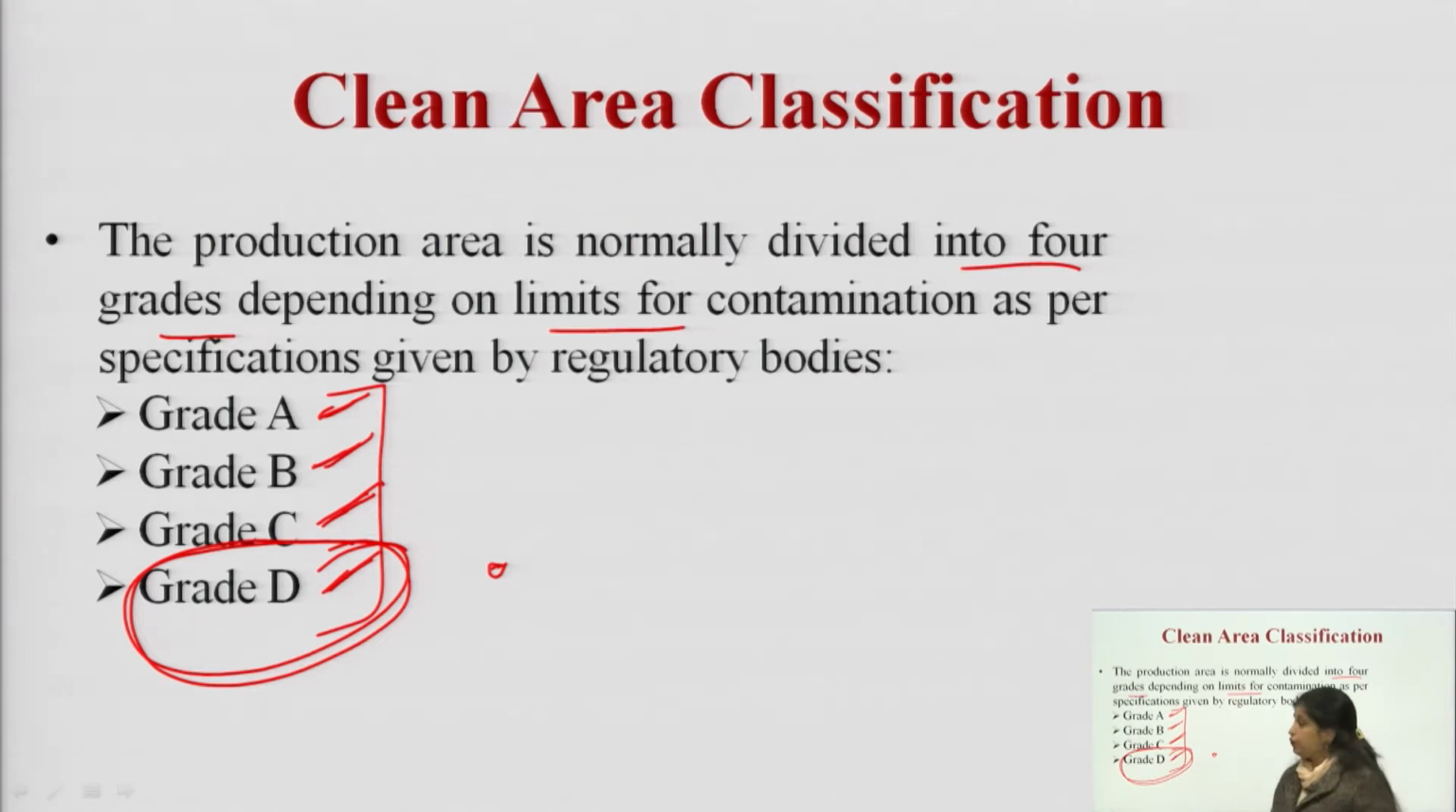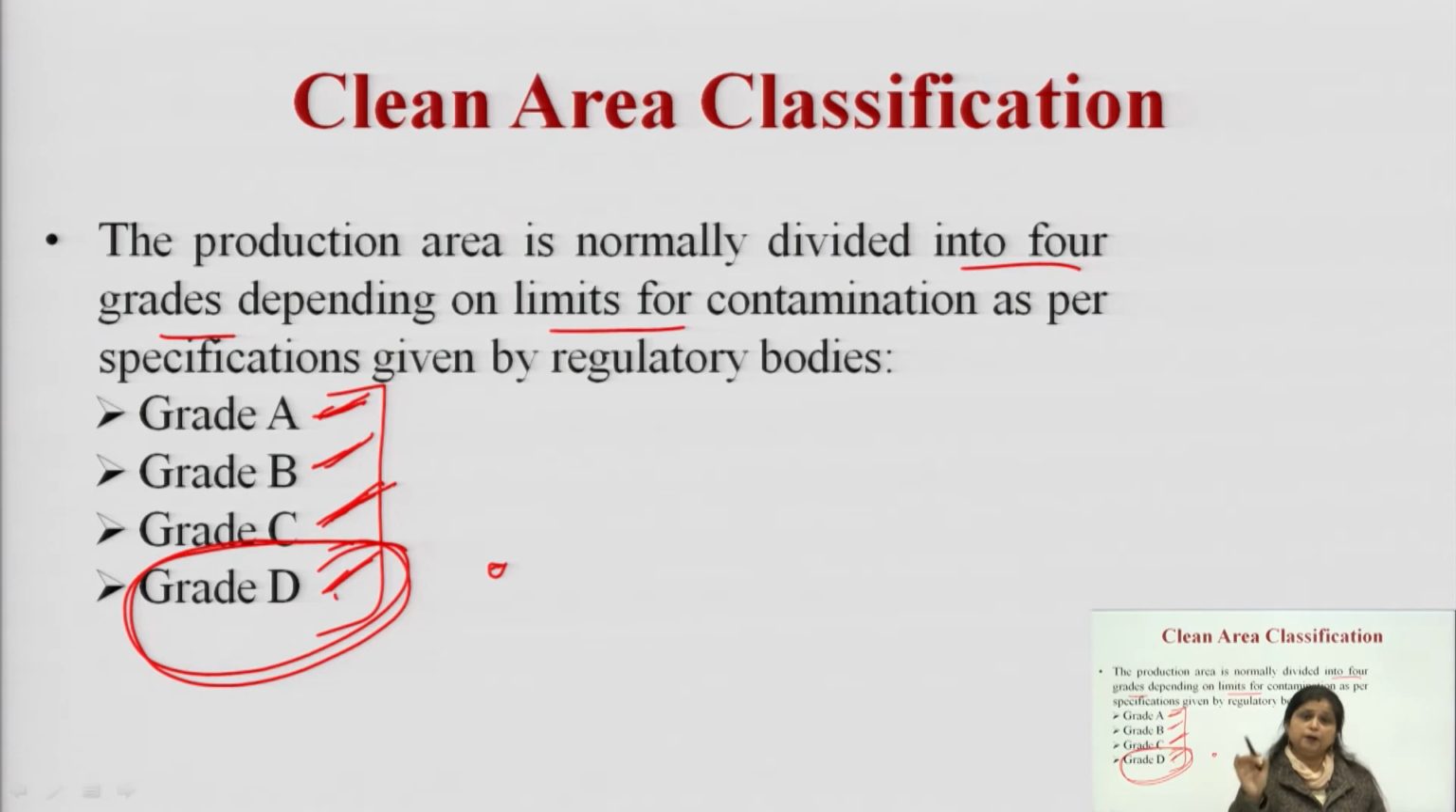But when we move from this black area towards the gray area, it will contain fewer dust particles and fewer microorganisms. When we move from grade B towards grade A, the aseptic area, it will have no microorganisms and a minimum number of dust particles. We will not say there will be 0 dust particles, but the minimum number of dust particles at that limit has been specified by the regulatory bodies.